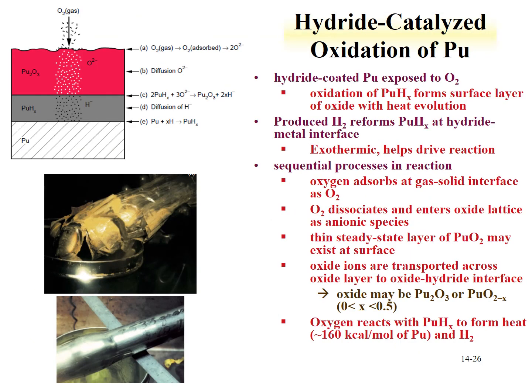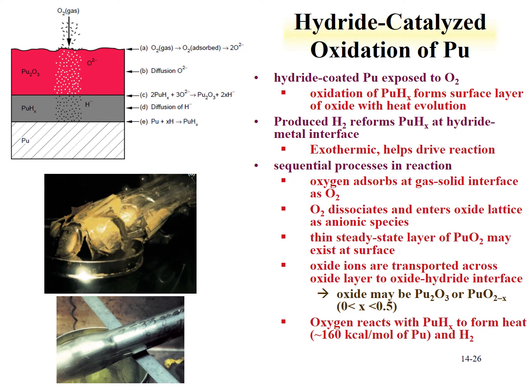And here's more detail about the oxidation of plutonium hydride as we just discussed. So imagine that we have a hydride coated plutonium oxide that gets exposed to oxygen. The oxide reacts with the hydride, forms this plutonium-3 oxide with the evolution of heat. This forms at the surface. This produced hydrogen then migrates to the plutonium metal layer, where it then forms plutonium hydride. This is an exothermic reaction and helps drive this formation. That's why the kinetics are so rapid. It's almost an autocatalytic type of reaction.